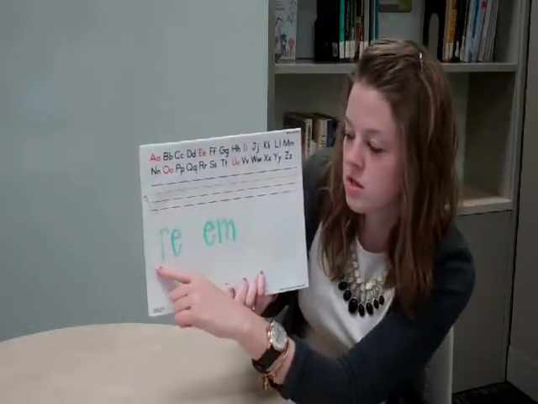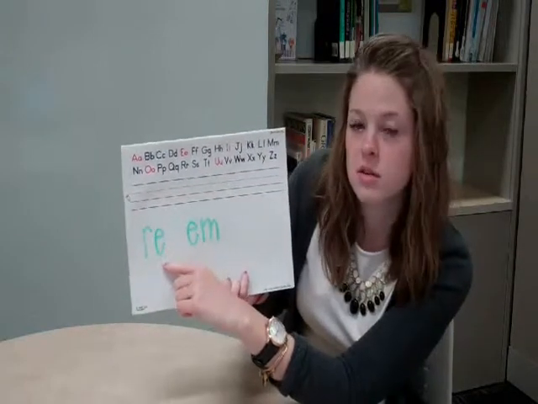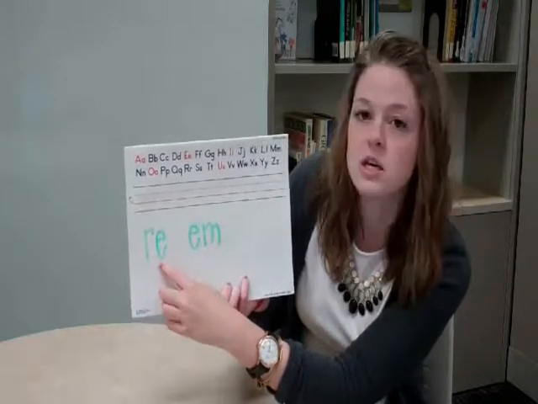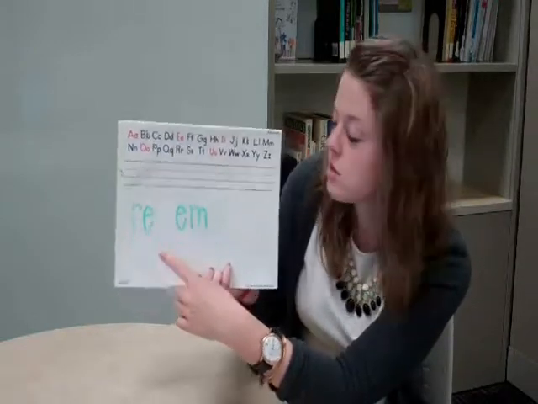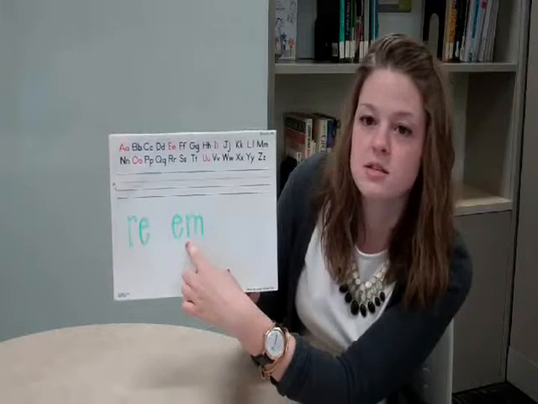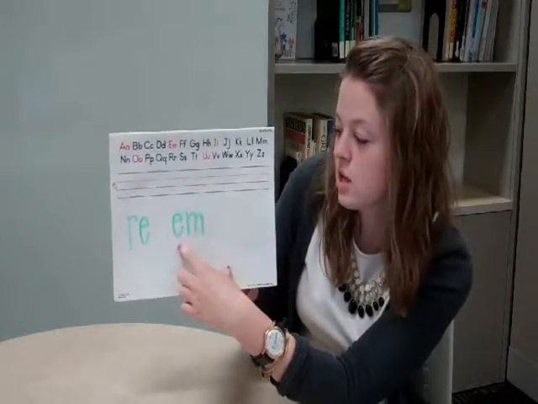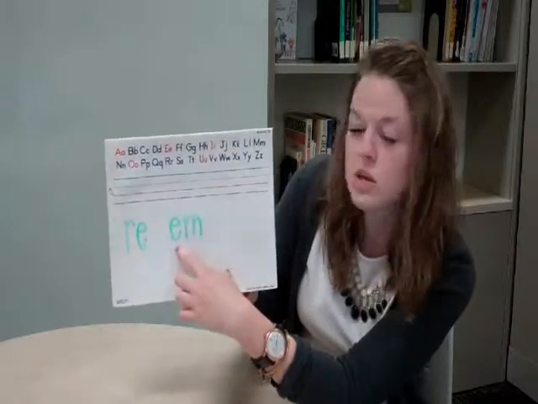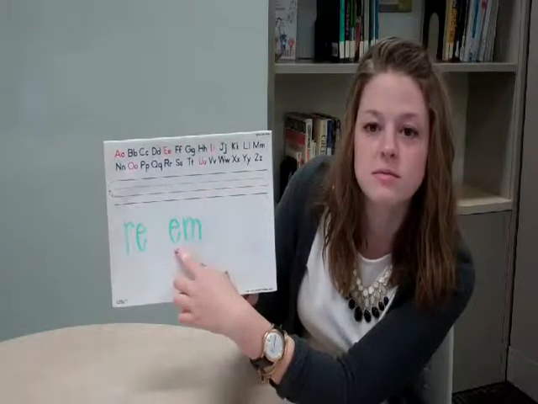So this one is read. This is an open syllable because it ends with a vowel, so the E is a long sound. This is M. This is a closed syllable because it ends with a consonant, so the E will sound short.